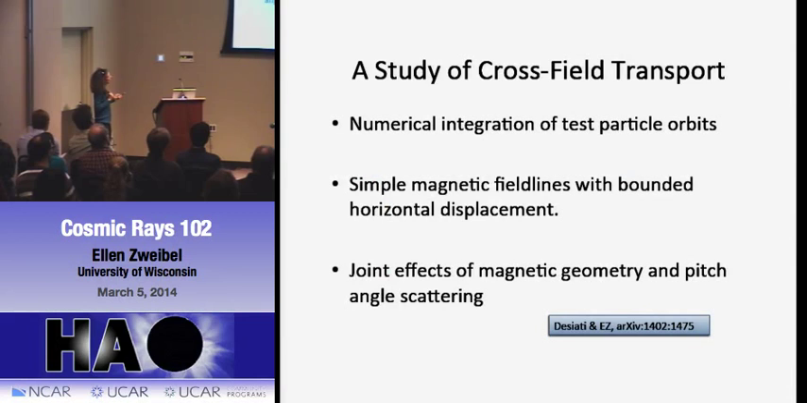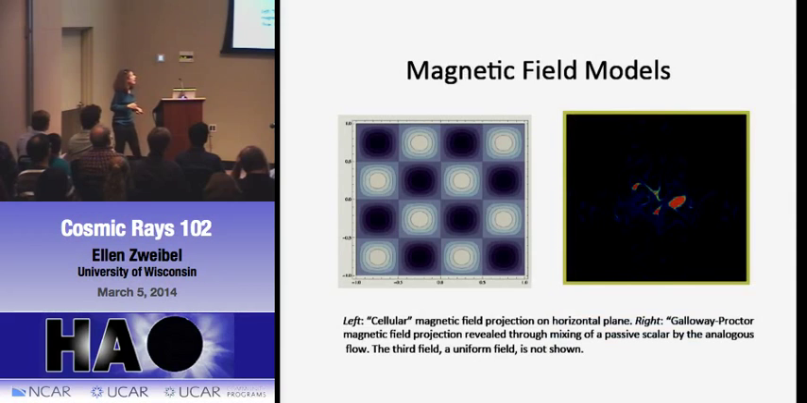So we decided, even though realistic integration of test particle orbits is impossible, we decided to do some simple tests. And we wanted to separate out this business of field line wandering from particle wandering. So we chose some very simple magnetic field lines that have a bounded horizontal displacement. They don't go wandering off to who knows where. And we decided to look at the joint effects of magnetic geometry and pitch angle scattering, which didn't seem to have been done. So here are our magnetic field models.